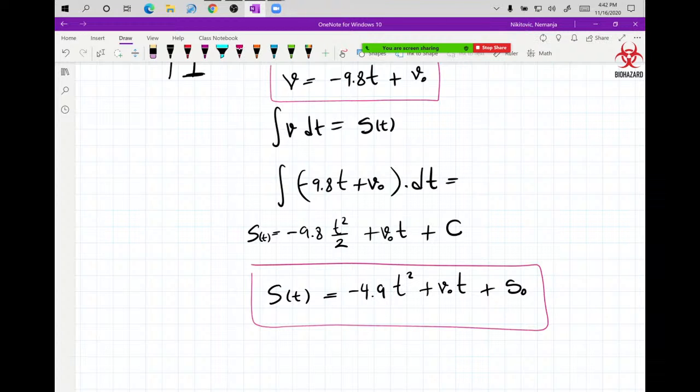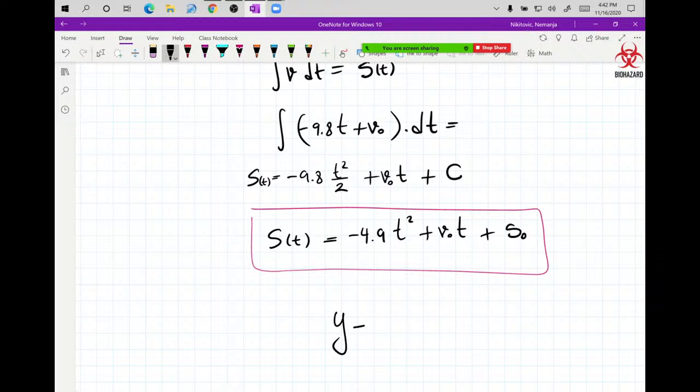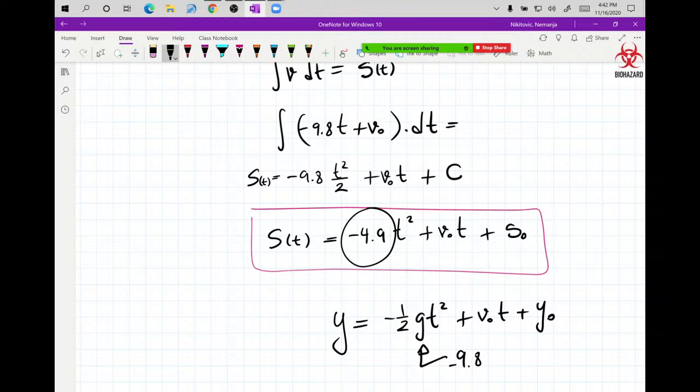Now, some of you might have taken physics before, and you have seen the formula written as y equals negative 1/2 gt squared plus v0t plus y0. That's the same formula. It's the same formula. And the gravity right here, I said negative 9.8. So it worked out to be, because it's divided by 2, negative 4.9.